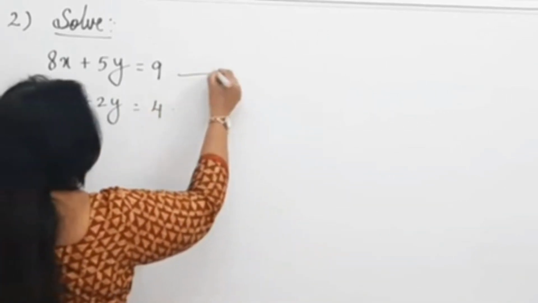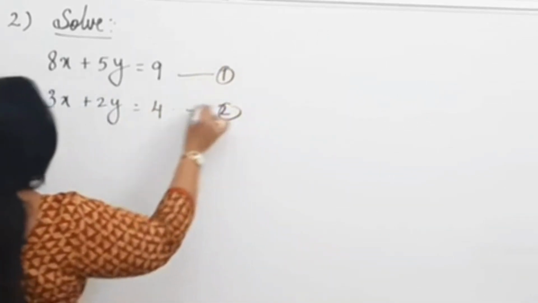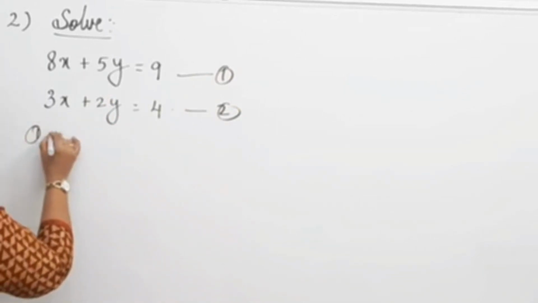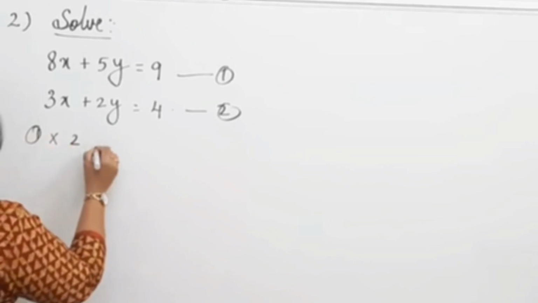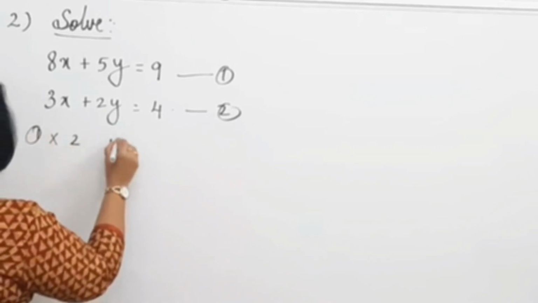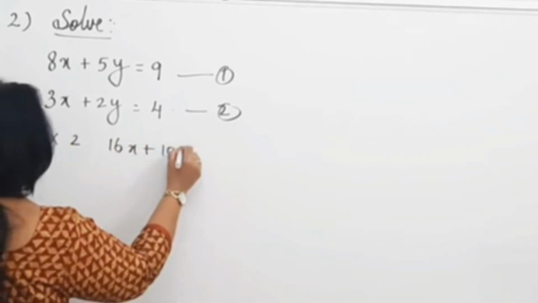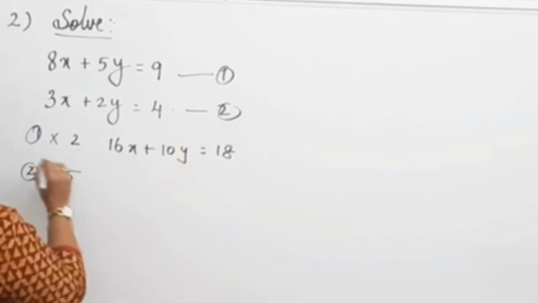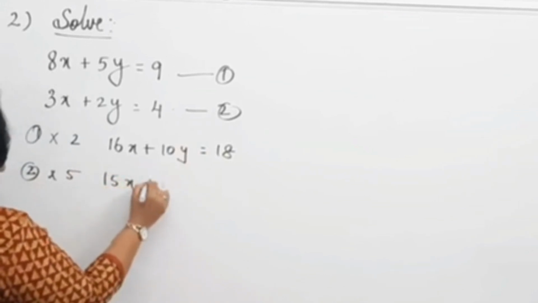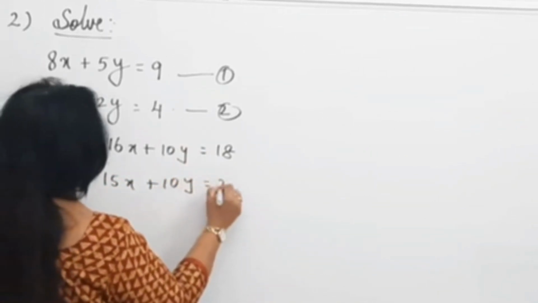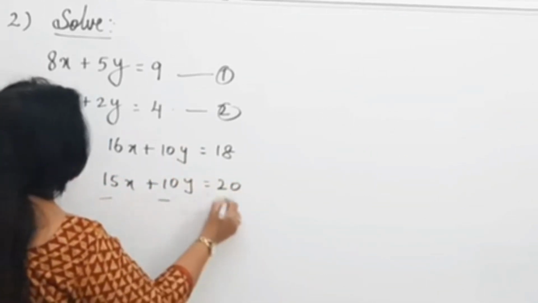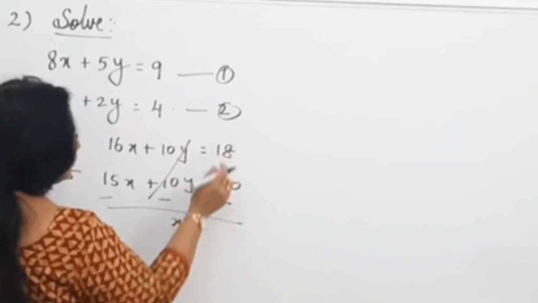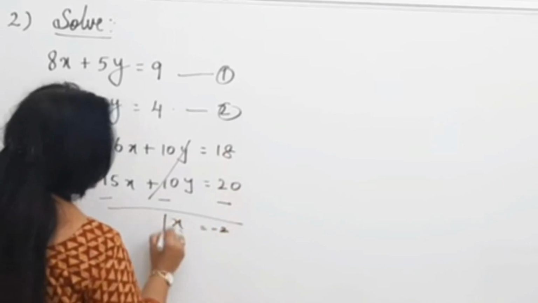Children, the second equation. Let me name them 1 and 2. So I'm going to eliminate y. The first equation I will multiply by 2, and I get the equation 16x plus 10y is equal to 18. And the second equation I will multiply by 5. So 15x plus 10y is equal to 20. So I change the symbol throughout, and it gets cancelled. So x is equal to minus 20 plus 18, that's equal to minus 2.